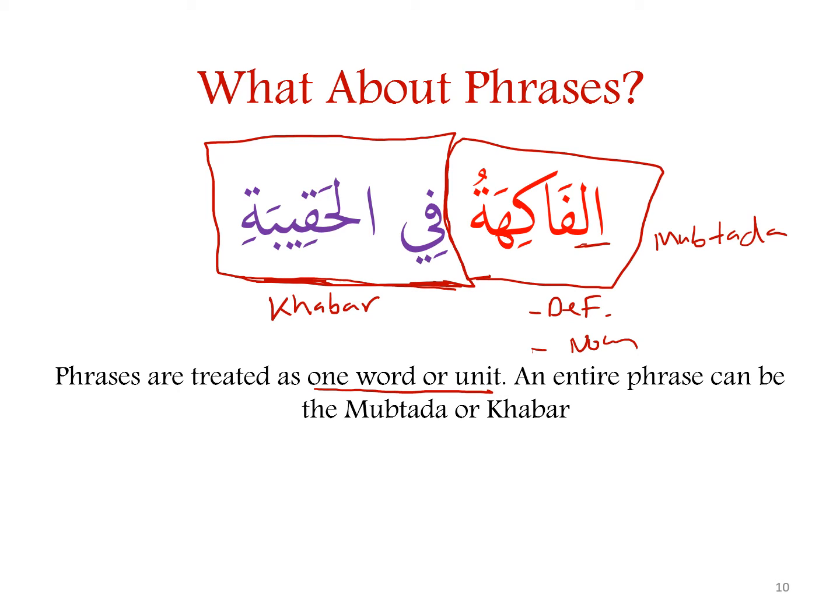So al-fakihatu means the fruit. Fi means in. Al-haqibati means the bag. So in this case, the khabar is definite. So it doesn't always have to be indefinite, but that's because it's a phrase. So you would say the fruit is, coming between the mubtada and khabar, in the bag.